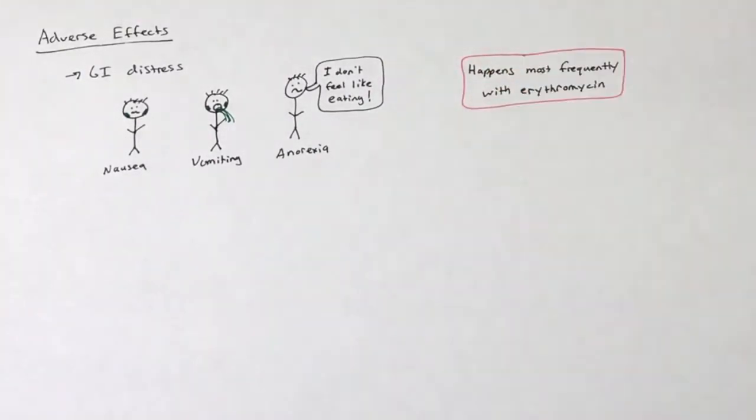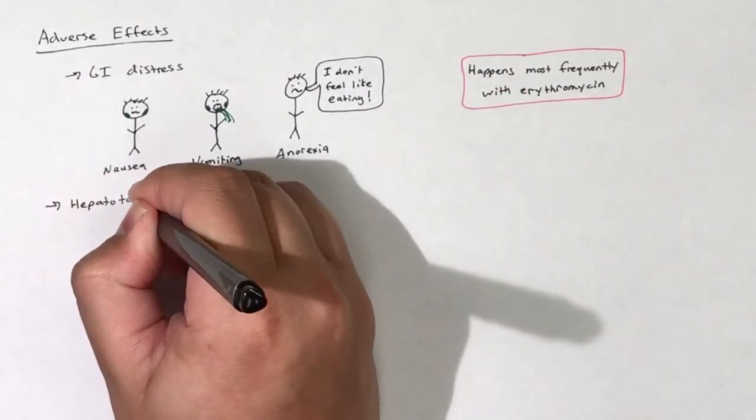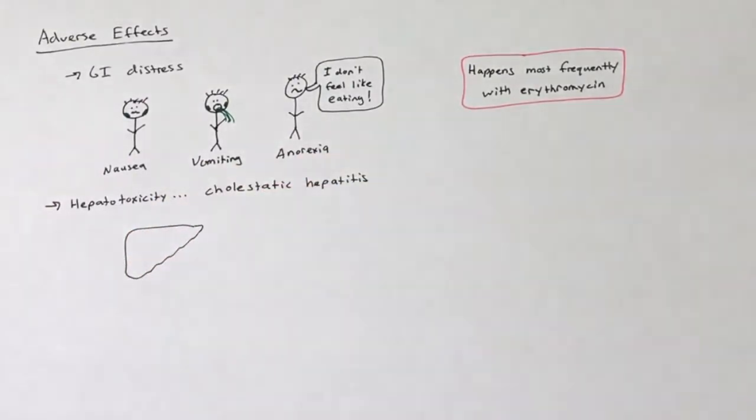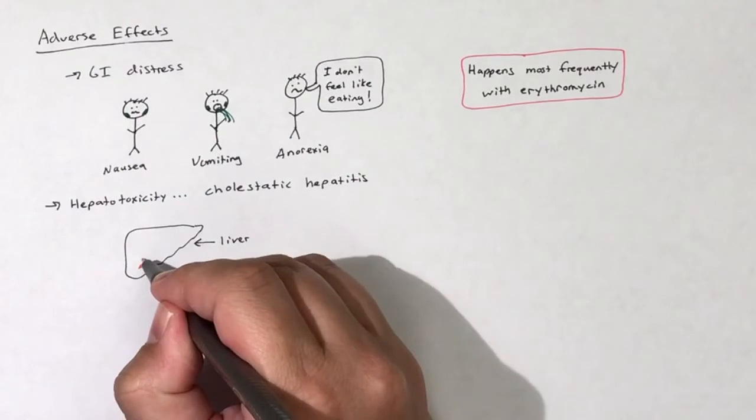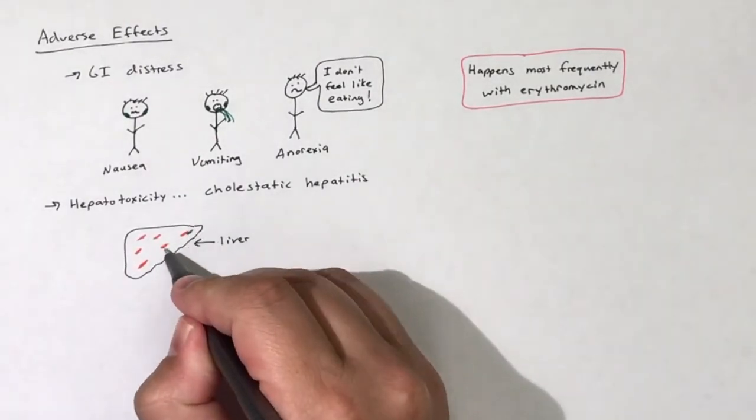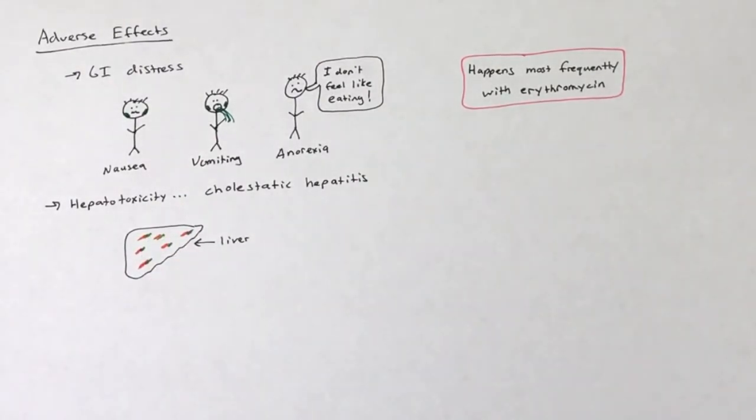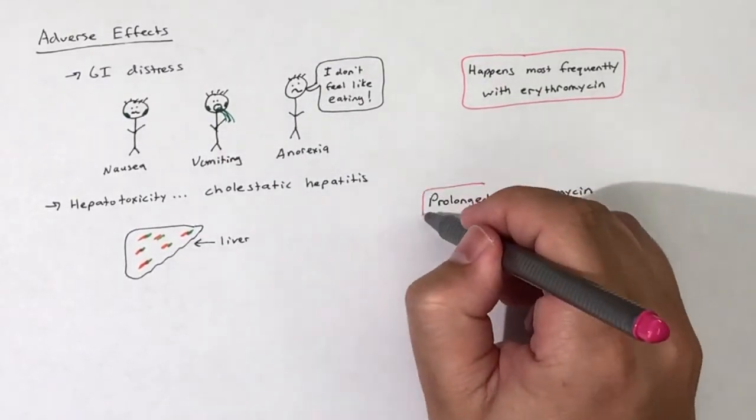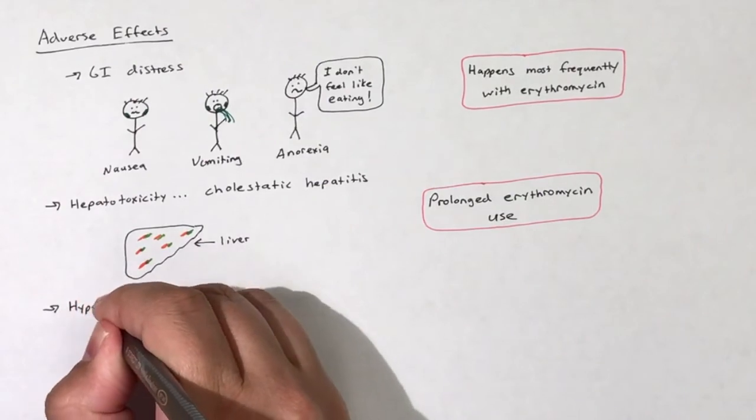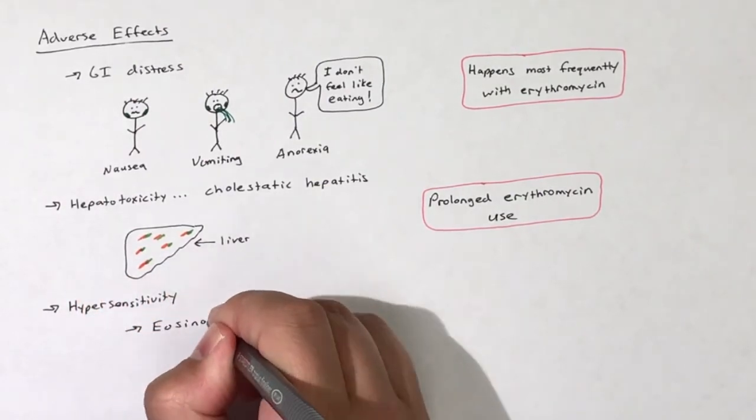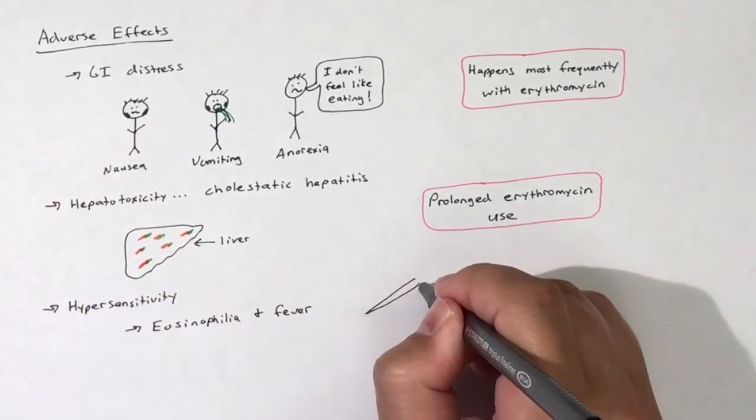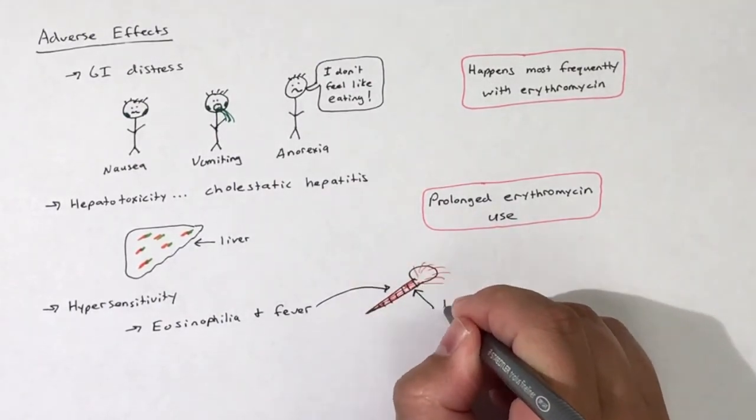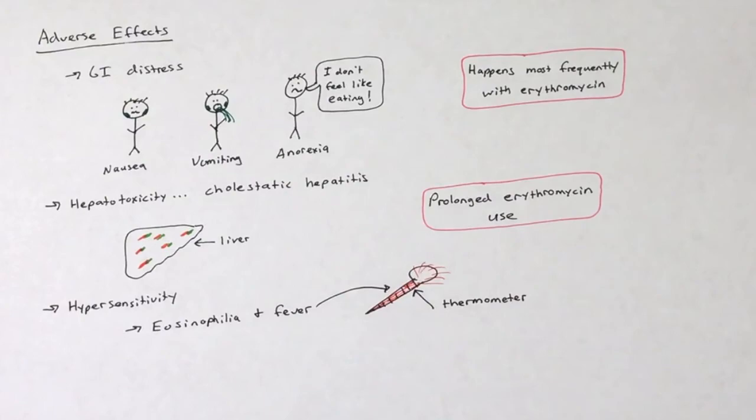Less frequently, macrolides and ketolides can induce arrhythmias. Hepatotoxicity in the form of cholestatic hepatitis can result from prolonged erythromycin use. Hepatotoxicity can also occur with clarithromycin and azithromycin, but it is a lower frequency when compared to erythromycin. Patients can be hypersensitive to macrolides and ketolides. Hypersensitivity can manifest as skin eruptions, eosinophilia, and fever. These symptoms discontinue soon after stopping treatment.